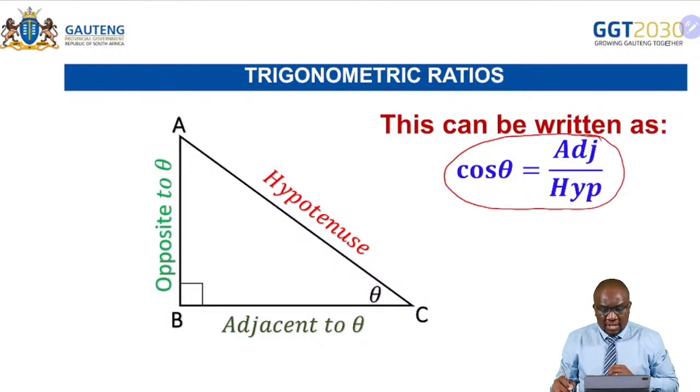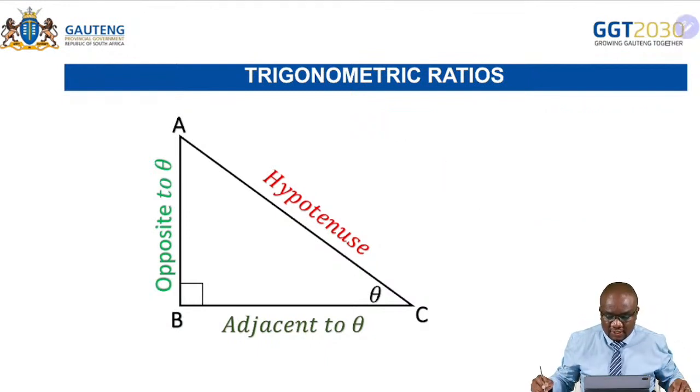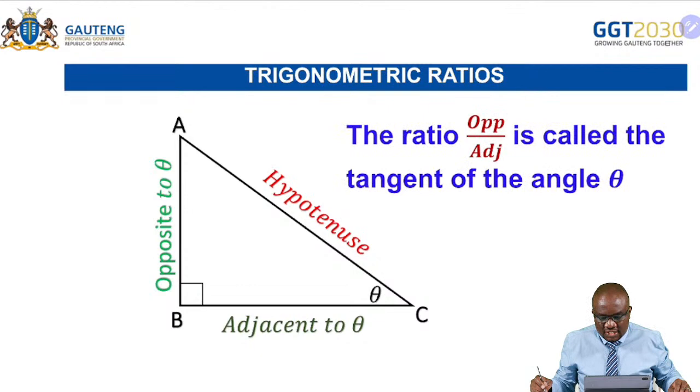Let's move on to the third ratio. What did we say the third ratio is? Tangent of angle theta is what over what? Remember, these are ratios, not angles. Side over another side. We said tangent of angle theta is opposite over adjacent.